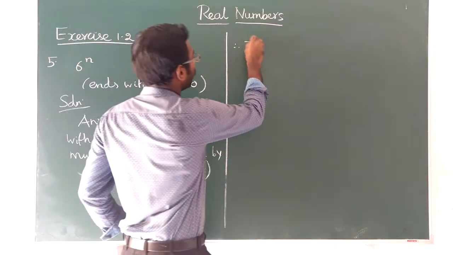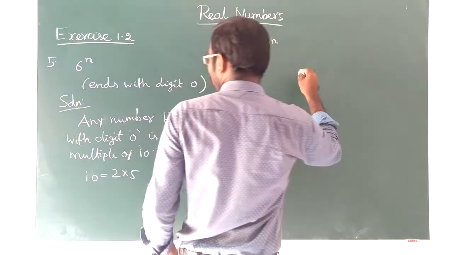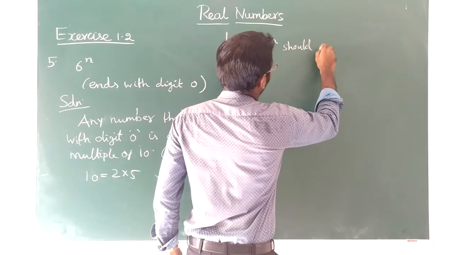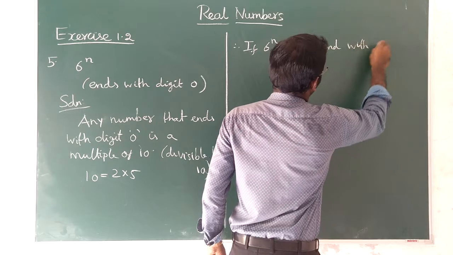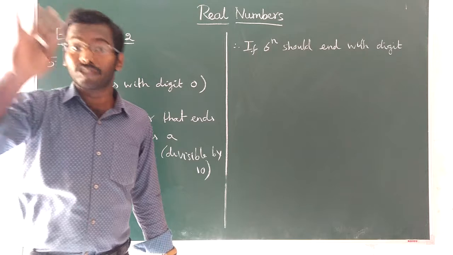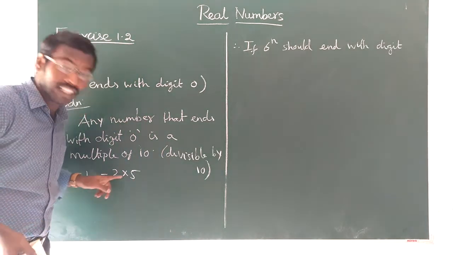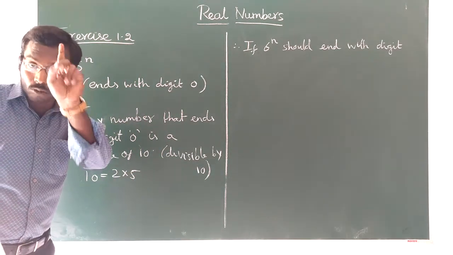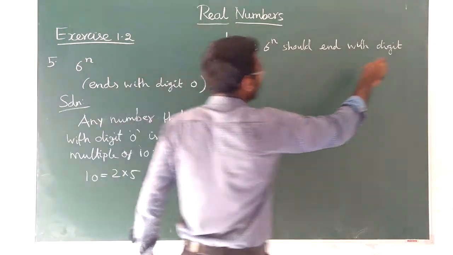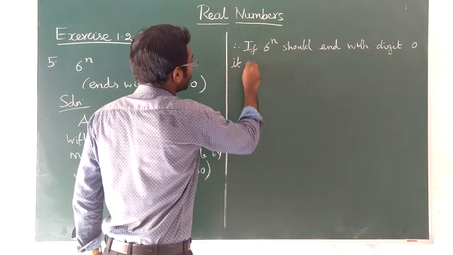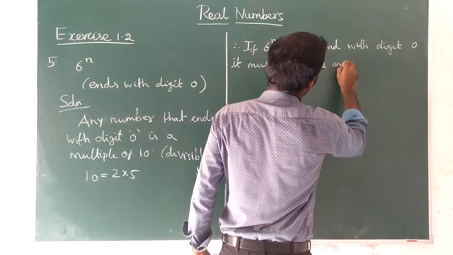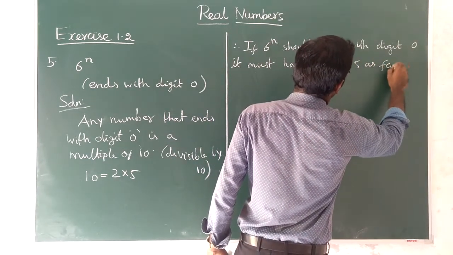Okay, so if 6 power n should end with digit 0, are you all following? It's very easy. If it should end with digit 0, it should be divisible by 10. That is, it should have the factors 2 and 5. At least one factor 2 and at least one 5. So to end with digit 0, it must have 2 and 5 as factors.